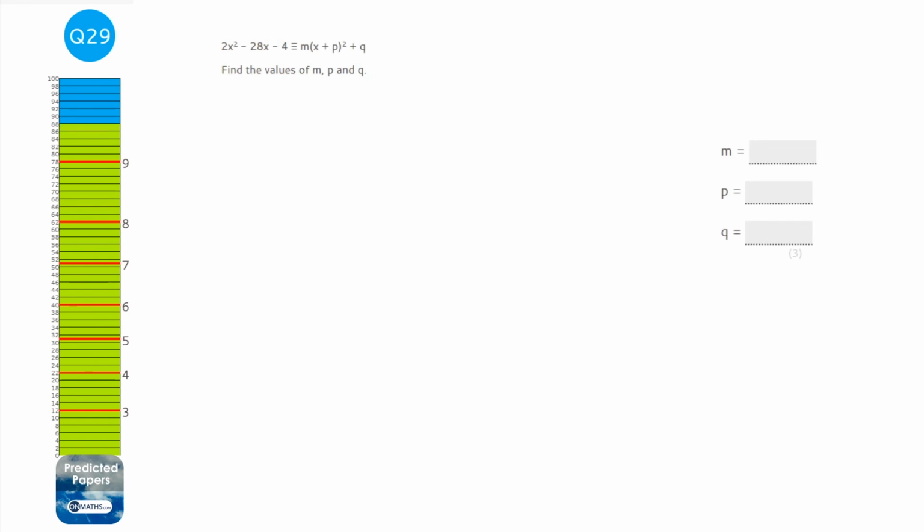Looking at the structure of the answer, it looks very much like we're going to have to complete the square. Now, to complete the square, we need x squared minus something, okay? Now, we've got 2x squared, and so minus something x. We've got 2x squared minus 28x, so we're close to getting that, but we haven't quite got that. So what we need to do is factorize the 2 out first.